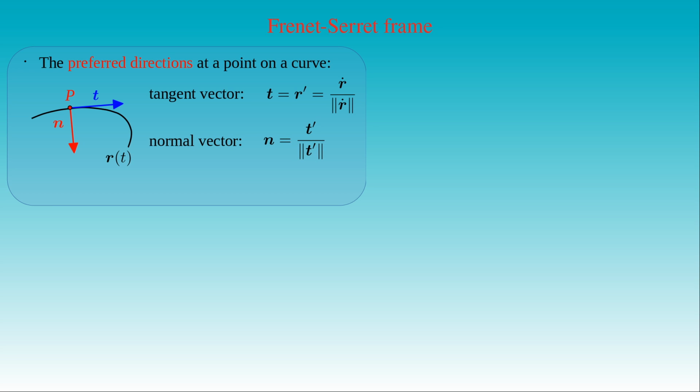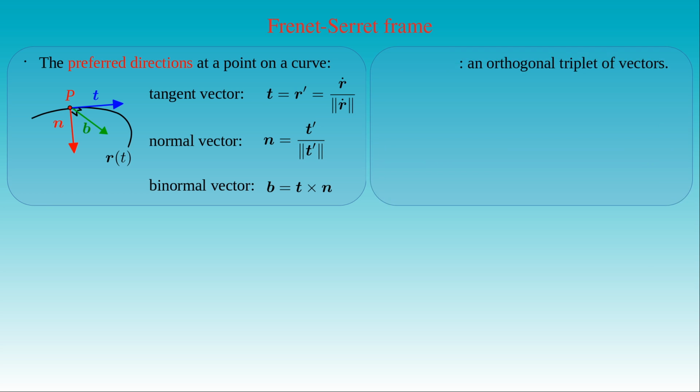The last preferred direction is given by the binormal vector b, which is simply defined as the cross product of the tangent T and the normal vector n. By definition, the binormal vector b is perpendicular to both the tangent and the normal vector, as it is shown in the figure. We will also prove that the triplet T, n and b is an orthonormal set of vectors.